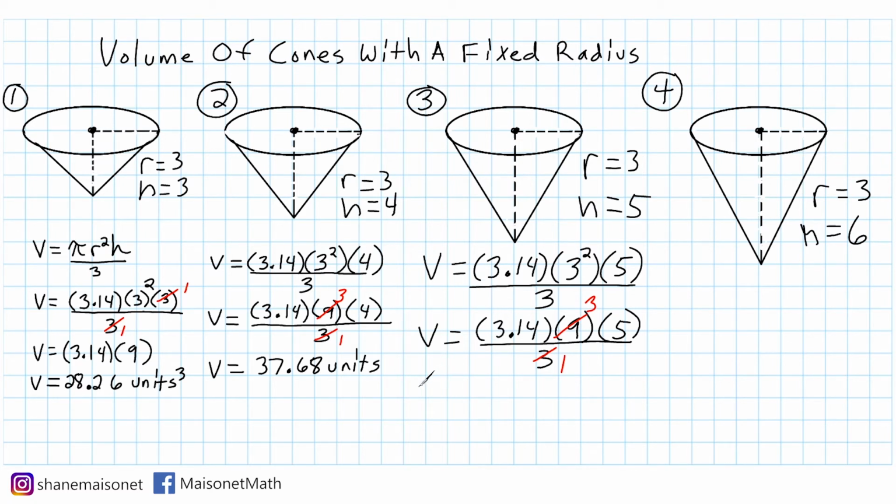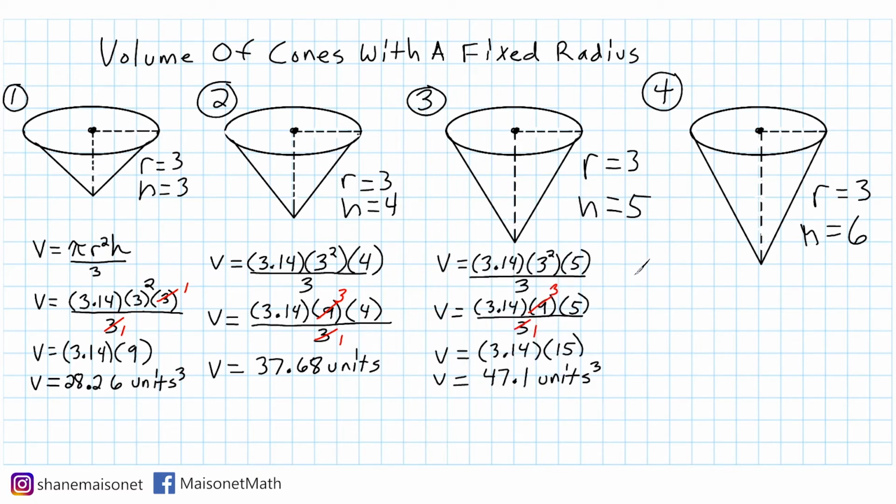We are going to take 3.14 and multiply it by 3 and 5. So I'm going to do 3 times 5 first, which is 15. So basically, I'm going to take 3.14 and I'm going to multiply it by 15. And that gives us a volume of 47 and 1/10 cubic units.